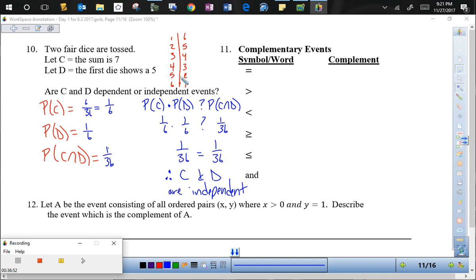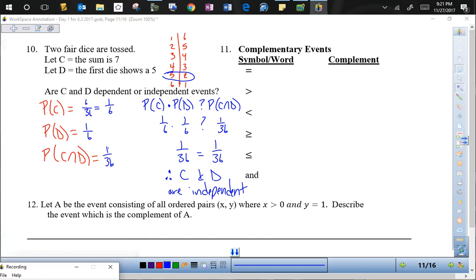Okay, the intersection is of course this 1 right here. It was a 5 on the first die and then a 2 with it to get the sum. So it's 1 out of 36 total options when you've got 2 die rolled. So then looking at the product, they're equal, so C and D are independent here.